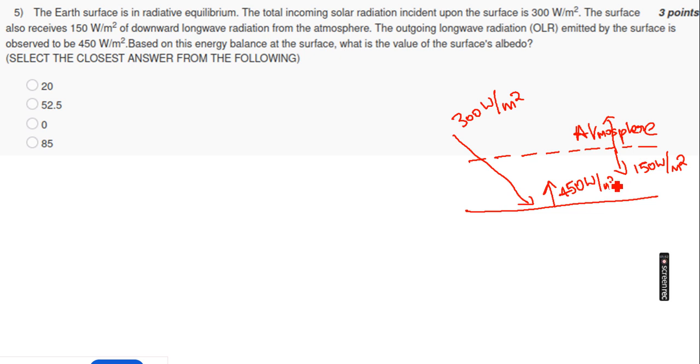Based on the energy balance at the surface, what will be the value of surface albedo? At the surface, the energy balance will be incoming. What all are incoming? This is the incoming solar radiation plus the energy that is being re-emitted by the atmosphere. So 300 plus 150 is equal to the energy that is being re-emitted from the surface, which is around 450.